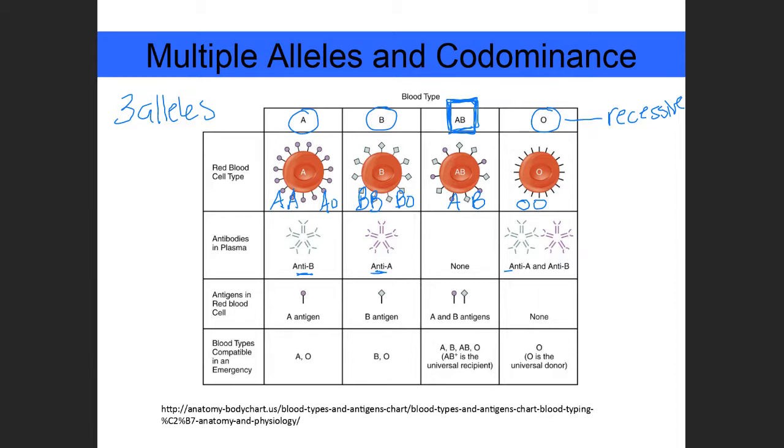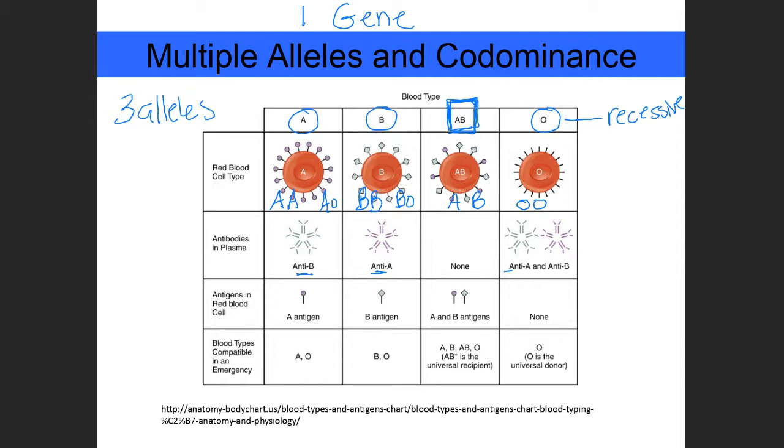So this is a case where we have 3 alleles, 2 of them are codominant, 1 of them is recessive. But this is all one gene, okay? One gene. This is the gene for blood type. There's also, you may have heard of positive and negative. That's a different gene, okay? But this is one gene that's just A, B, and O are the 3 alleles.